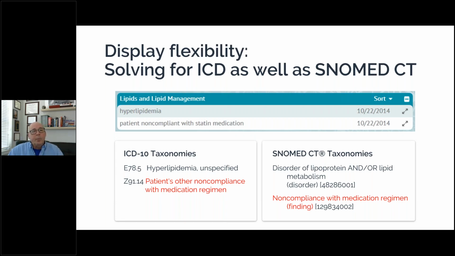So for example, if I had a patient who was hyperlipidemic and they weren't compliant with their statin medications, I certainly want those two problems displayed right together. But if I use ICD, as you can see on the bottom left there, all I get is that the patient can be non-compliant with their medication regimen in general. That doesn't help me get to the right grouping. So the difficulty and the complexity around creating these groupings that give us the kind of displays that we want to create has been one of the major barriers and one of the things that we at IMO have worked very hard to solve.